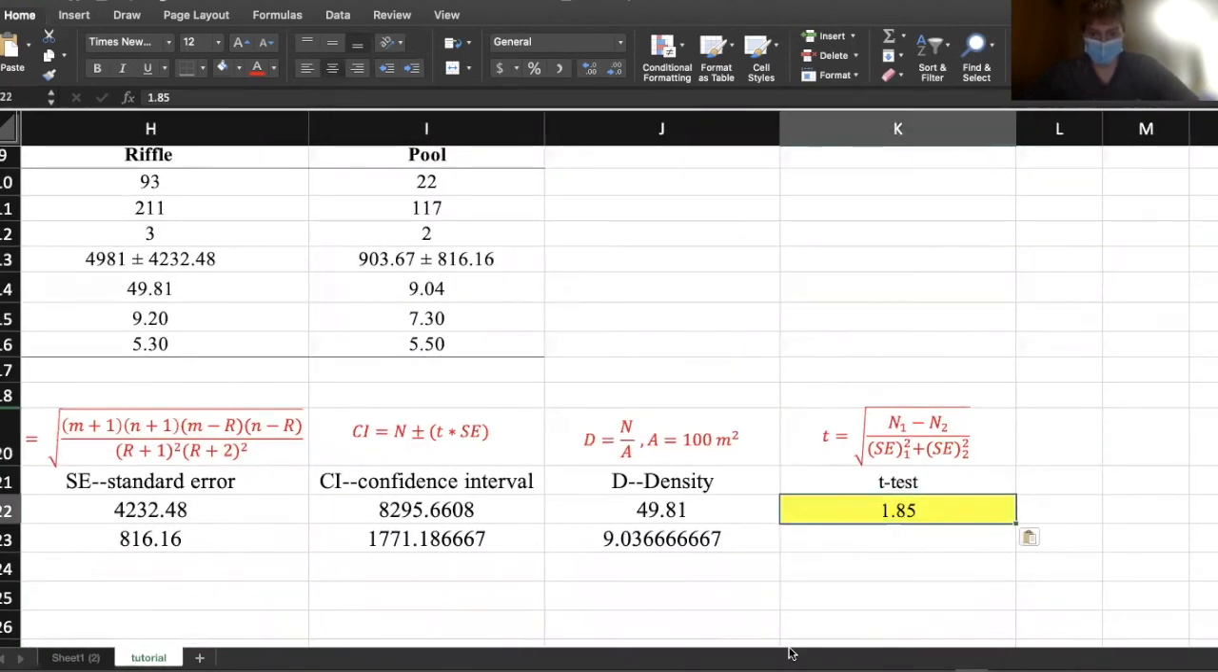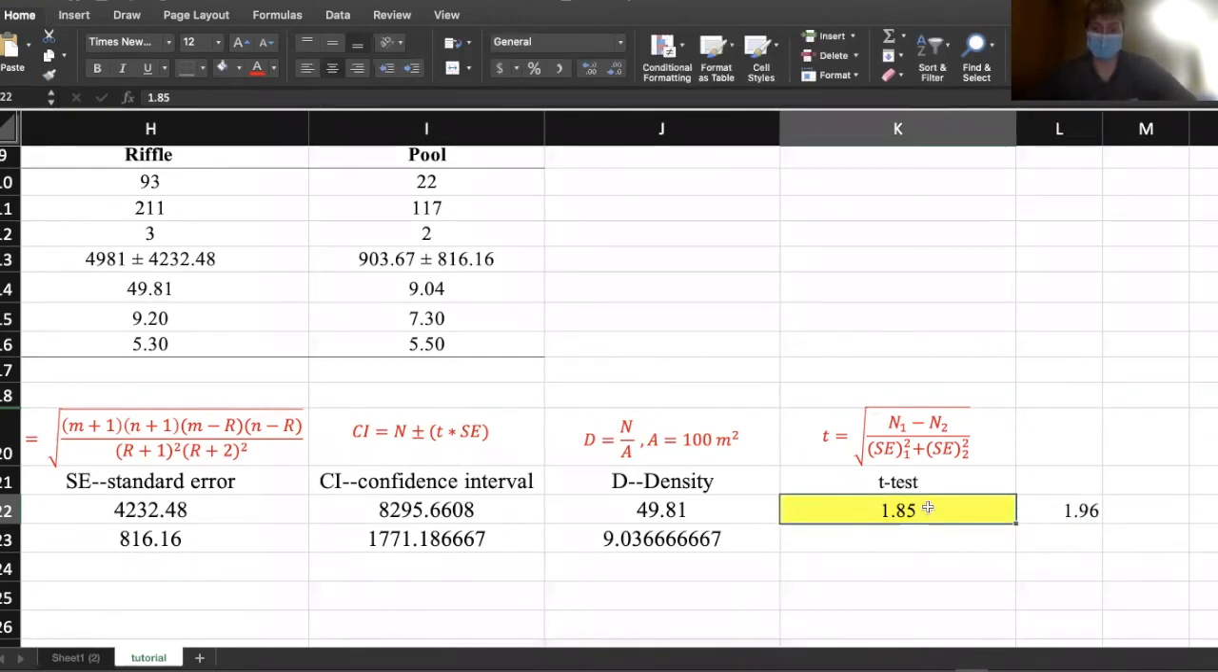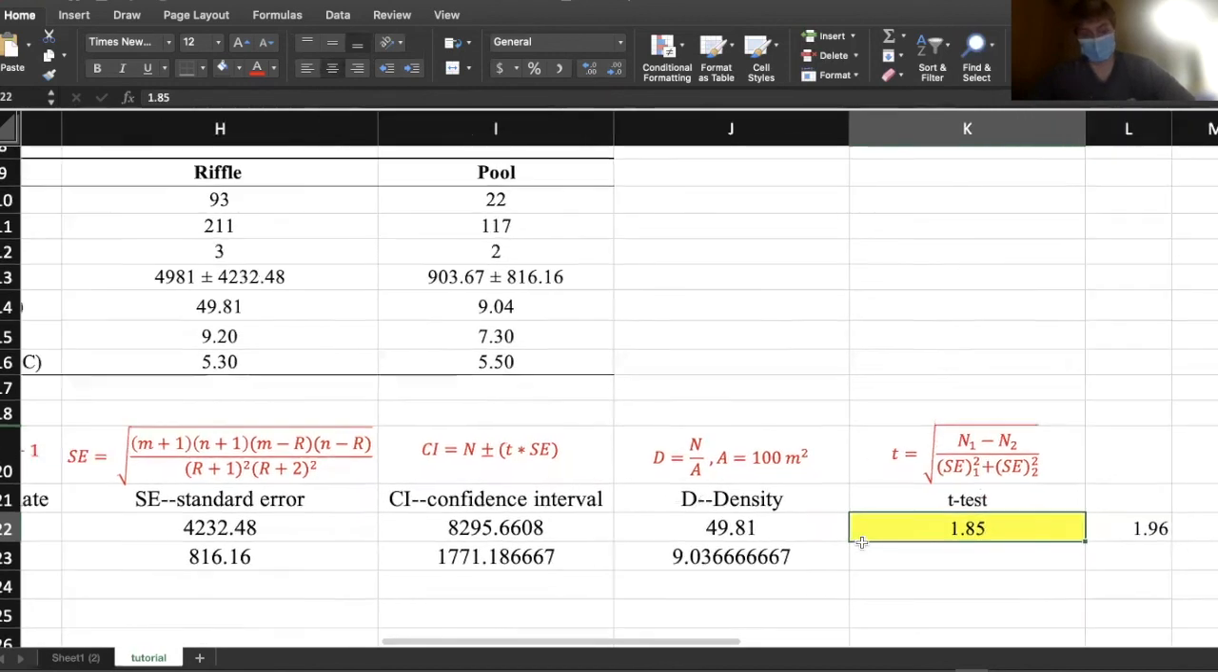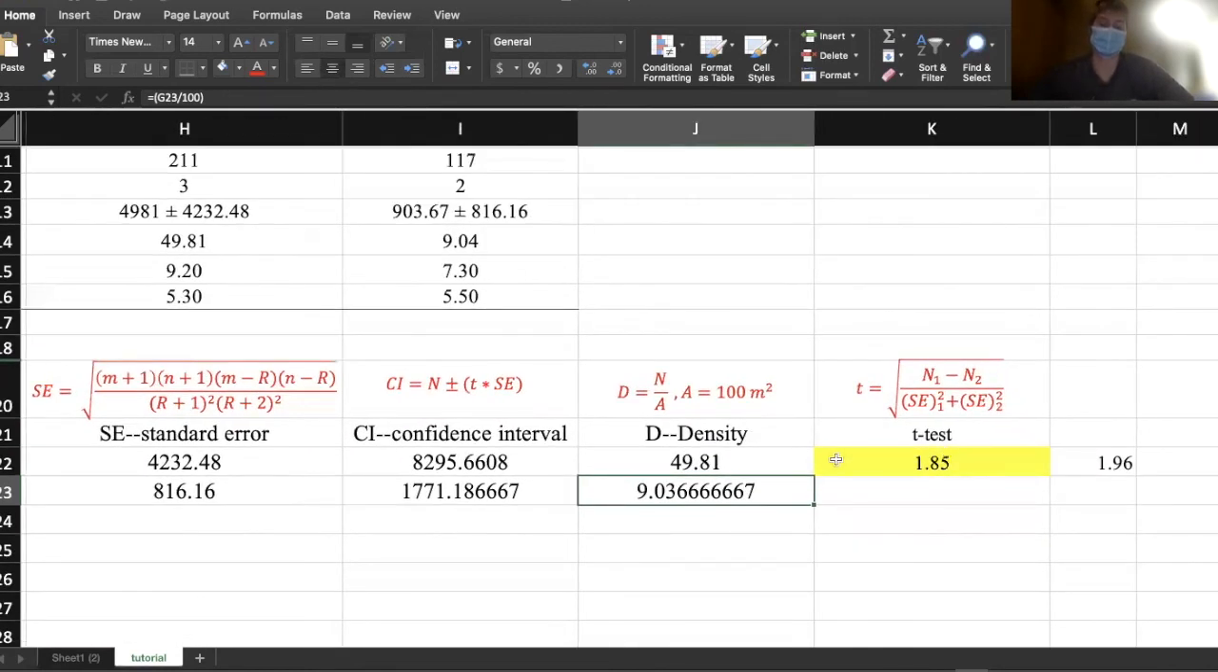From last semester, I got a value of 1.85, and our critical value is 1.96. Our t value was less than 1.96, so we're going to fail to reject the null hypothesis. In this case, if it was greater than 1.96, you'd reject the null hypothesis. This is telling you if you have a difference in the population estimates or the population density between the riffle and the pool.